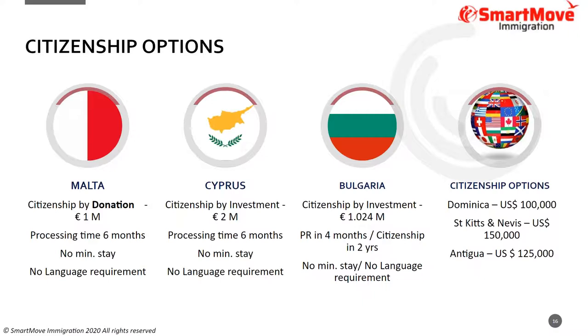And then we have Bulgaria, where again you have to make an investment in government bonds. Mind you, this is an investment in government bonds and not in real estate or any of the funds. And the investment, as you can see on your screens, is around 1.2 million euros. Very important for us to note is the biggest advantage is that the processing time is 6 months. If you have the monies in place, these are the right options for you. Why? Because you get access to the entire European market without any minimum stay requirement. There's no language barrier or anything of that sort. And within 6 months, you get your passport.